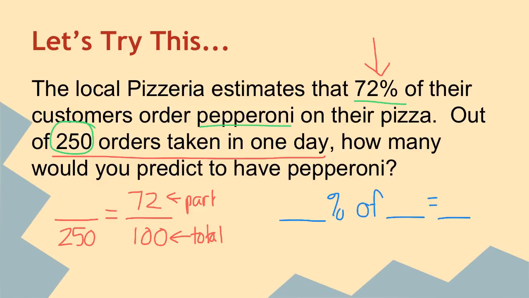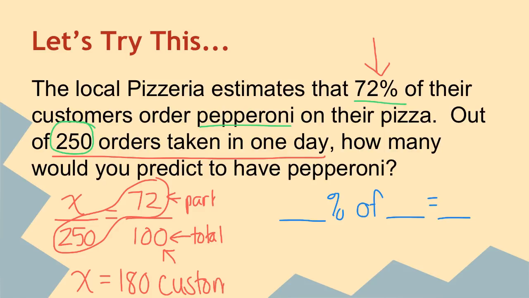So what you would do, we don't know this number, you would take 72 times 250, so go ahead and get a calculator, take 72 times 250, and then whatever you have left over, you're going to divide by 100. And it looks like we have 180 customers. Out of the 250, we think we'll be ordering pepperoni.